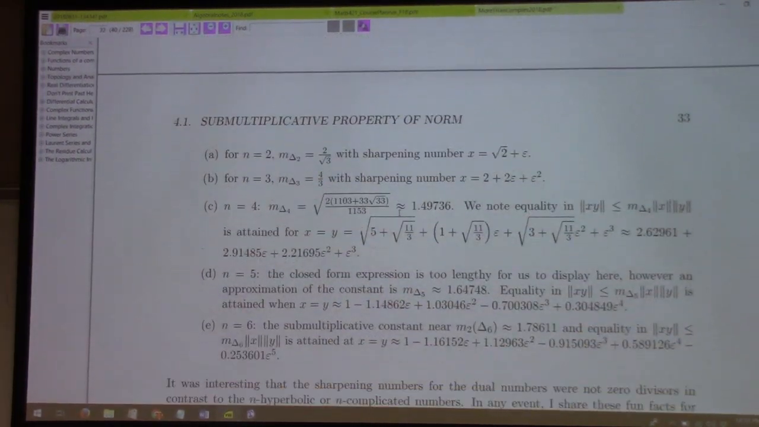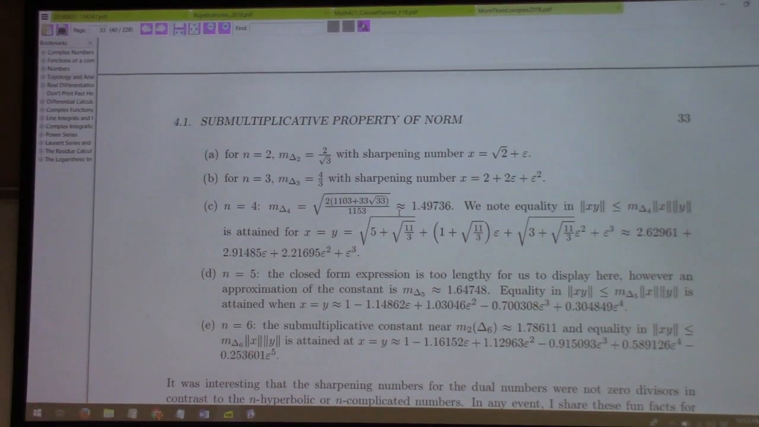They are as follows. The submultiplicative constant for the 2 dual numbers is 2 over root 3. For the 3 dual numbers, 4/3. For the 4 dual numbers, that. For the 5 dual numbers, that. For the 6 dual numbers, that. And here are the so-called sharpening elements, the place where equality is attained in these inequalities.